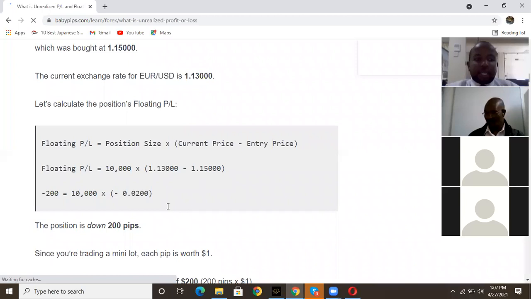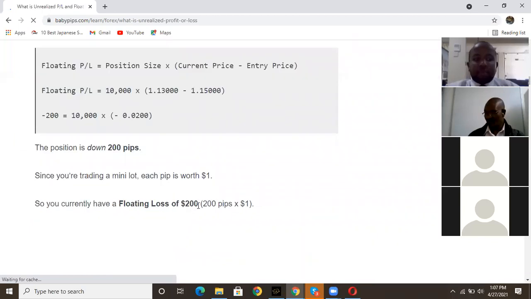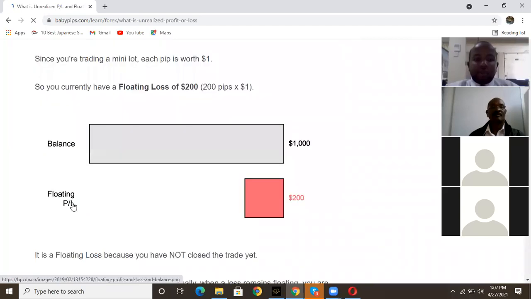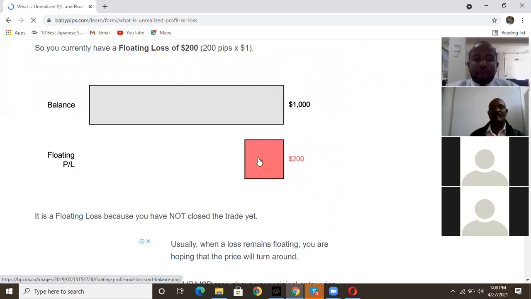So this is a little math. You currently have a floating loss of $200. That's 200 pips times 1. So this is your account balance. We have $1,000. If the P&L is running minus 200, of course, our floating P&L will be red, or minus 200. If the money is in profit, we'll have the floating plus on the balance. But remember, it's only until it's realized that we'll be able to know whether this is profit or loss.